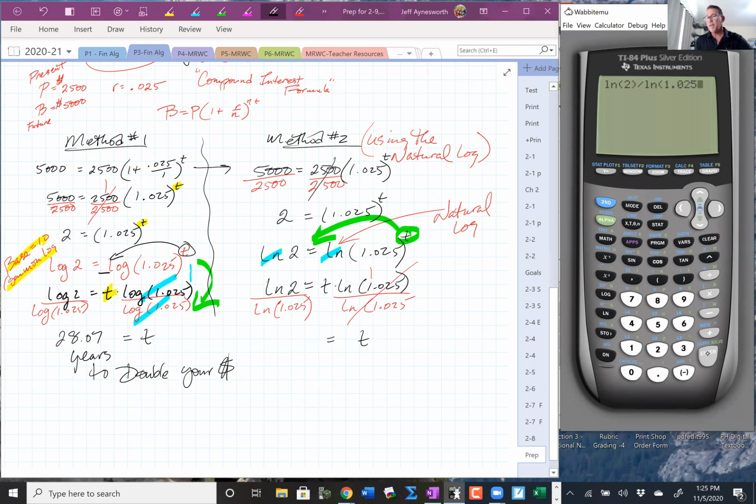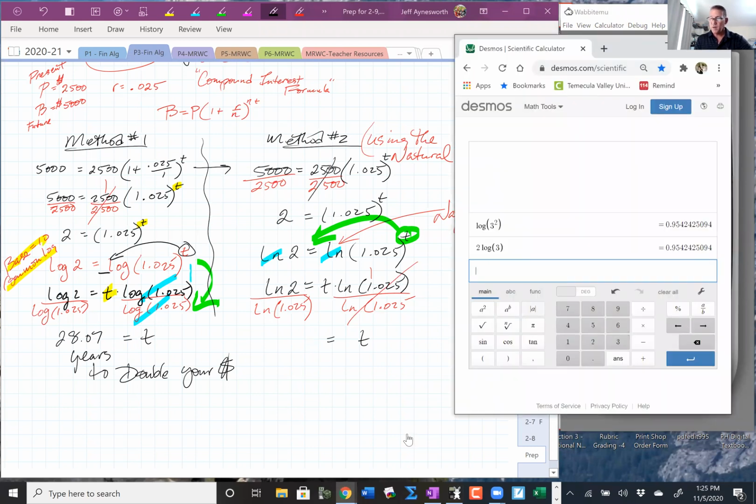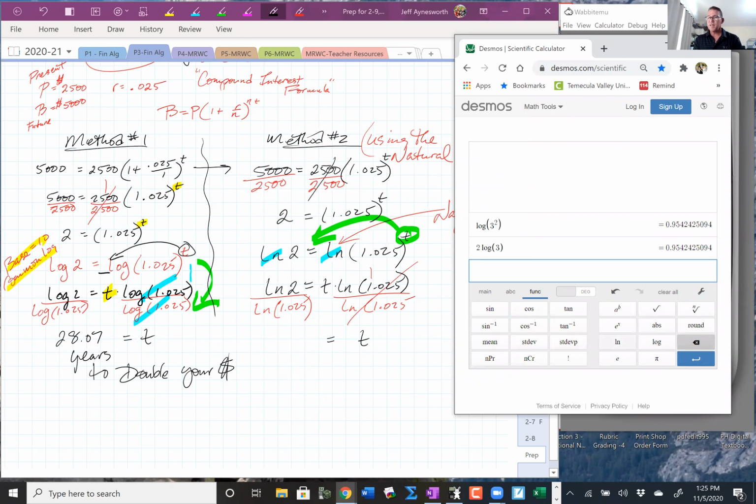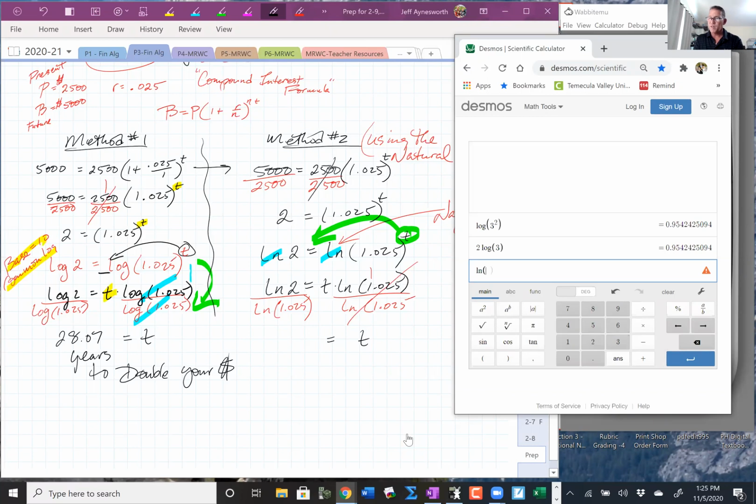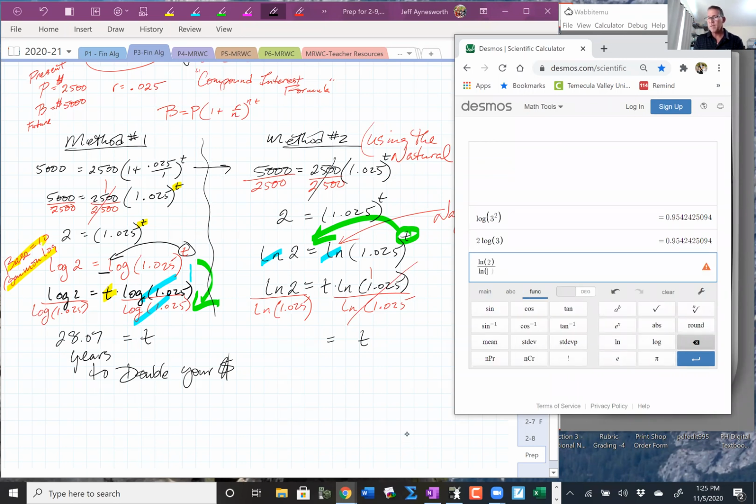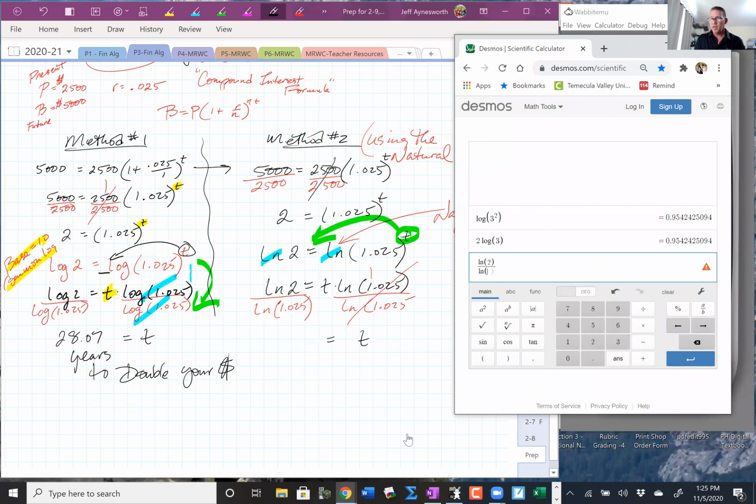And you'll notice that we get the same thing right here. On Desmos, same thing applies. You go to the function button, you select natural log, ln, you type in 2. So you go back to the main screen, hit 2. You've got to close off the parentheses. On either calculator, it doesn't matter which. And then you divide it by, again, hit the function button, select natural log, and then type in your number, 1.025, and you'll notice that we get the same thing. Okay, about 28.07 years.